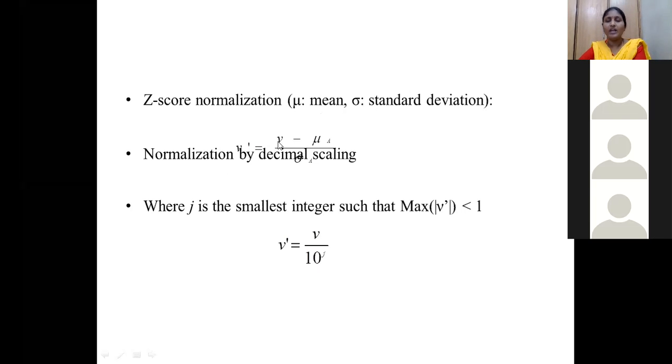For example, I want to calculate for the attribute, previously 73,600 minus. They will give the mean value and the standard deviation values. So we have to subtract that mean value and divide it by standard deviation. So then you will get that Z-score normalization.